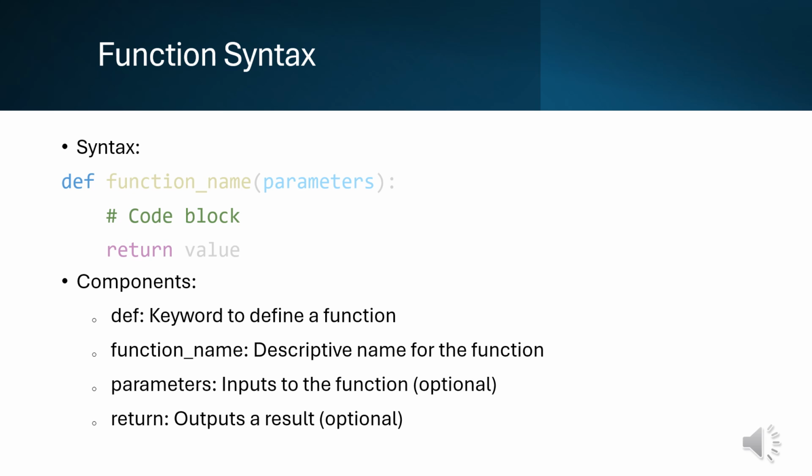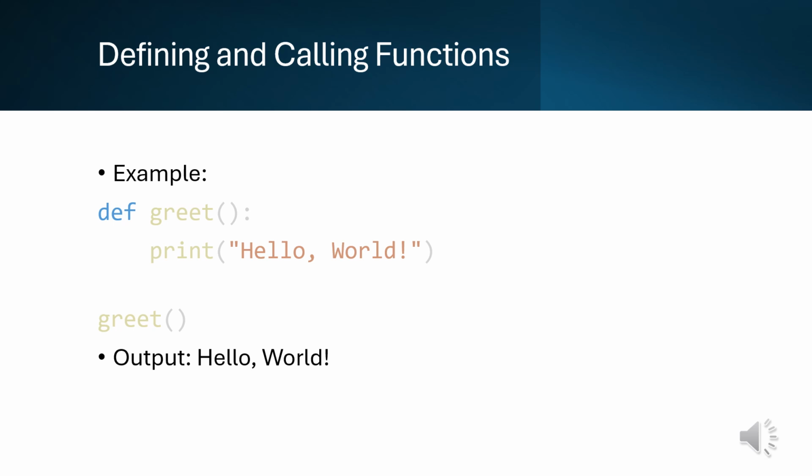For example, here's a simple function that prints a greeting. def greet(): print("Hello, world!"). Let's see how we define and call a function in Python. def greet(): print("Hello, world!"), then greet(), this calls the function. The output is Hello, world! Notice how calling greet reuses the same code. Functions make it easy to organize your program into reusable parts.